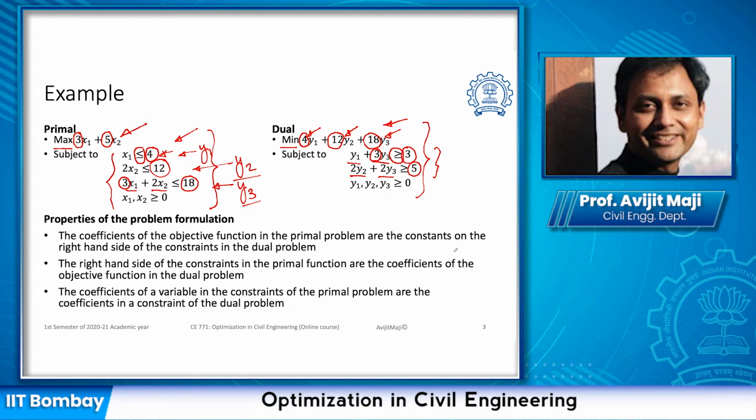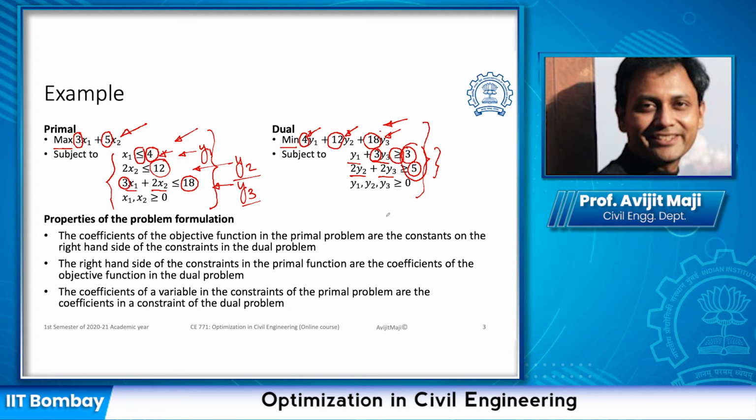In a nutshell, the properties of the problem formulation: we will see that the coefficients of the objective function in the primal problem are the constants on the right hand side of the constraints in the dual problem, which we saw here. The right hand side of the constraints in the primal problem, 4, 12 and 18, are the coefficients of the objective function in the dual problem. So here 4, 12 and 18.